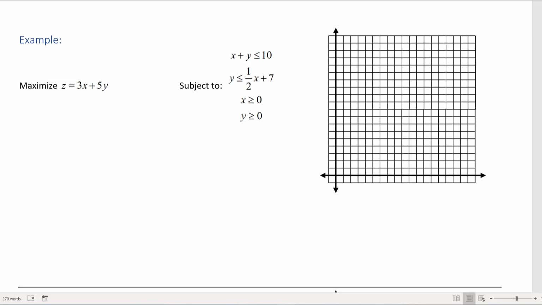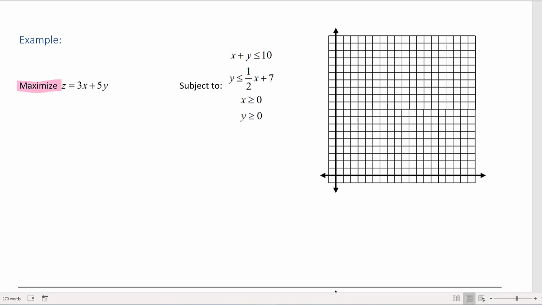Okay, so for this example, we have 4 constraints, and we have to maximize one optimum function, z equals 3x plus 5y. So I'm only maximizing this. I don't need to worry about the minimum. All I care about is the maximum for this problem. But I need to graph all of the constraints.